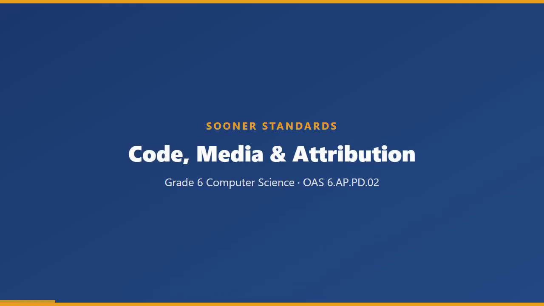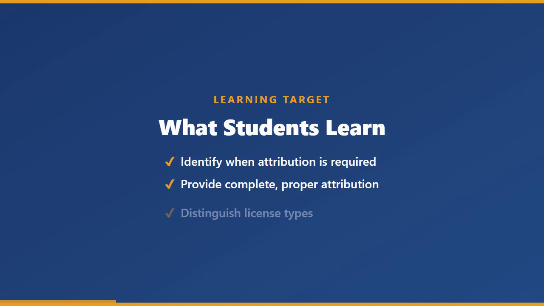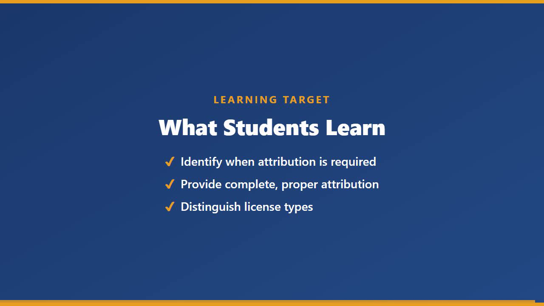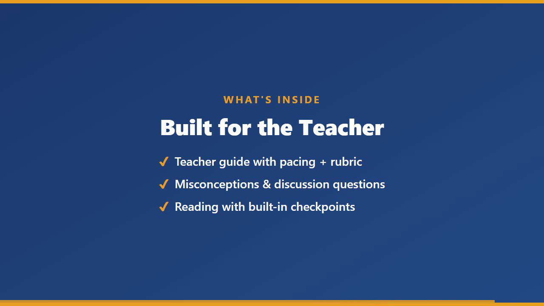From Sooner Standards, Incorporating Code, Media, and Libraries with Attribution, a complete Grade 6 computer science unit for Oklahoma Standard 6APPD02. Students learn to incorporate existing code, media, and libraries into original programs and give proper attribution. Inside, a full teacher guide with pacing, misconceptions, and a scoring rubric, plus a content lesson with built-in comprehension checkpoints.